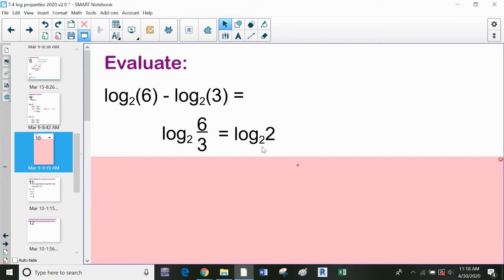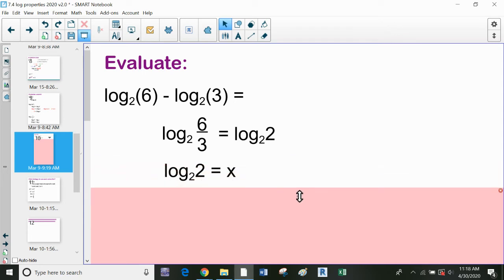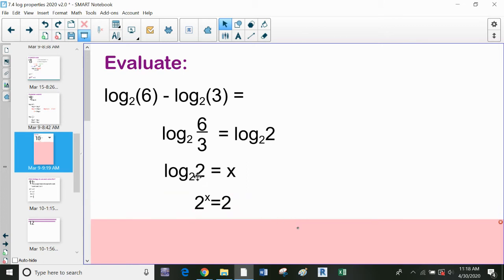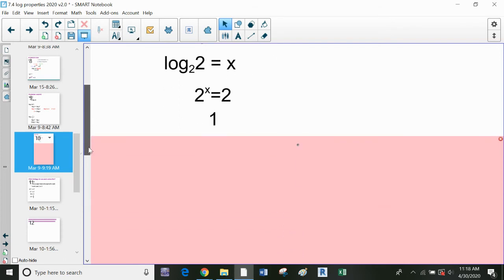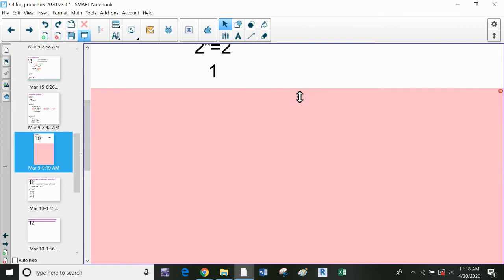Take a look at that. What exponent can I put on 2 to make it equal 2? Well, if you weren't sure, you could certainly write this as log base 2 of 2 equals x. We're going to simplify this part again. Put it into exponent form. 2 to the x equals 2. So x equals 1. Let's try another one of those.